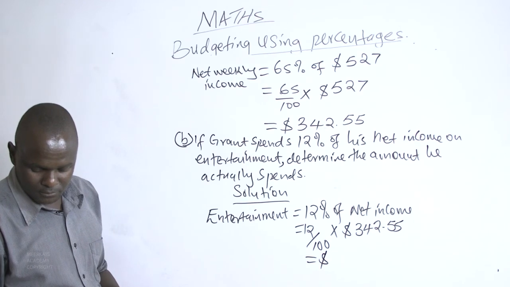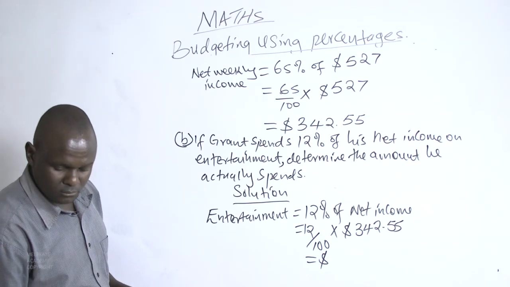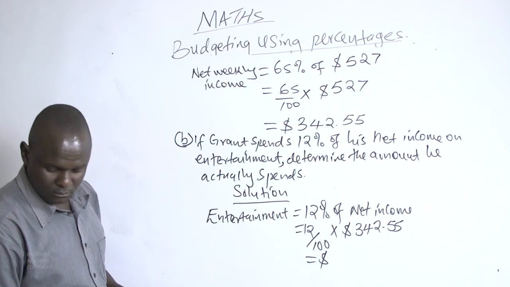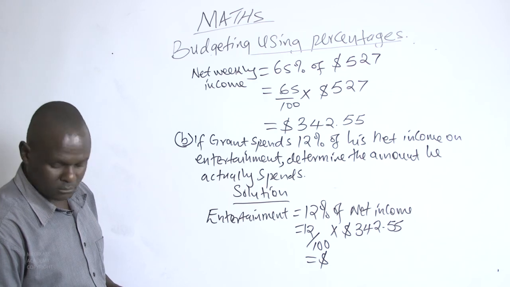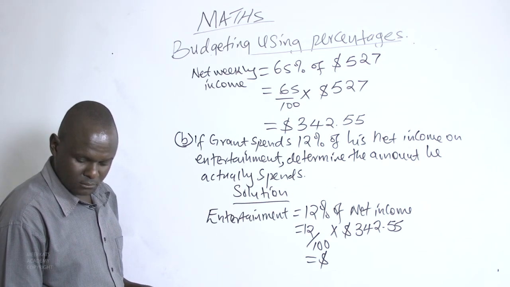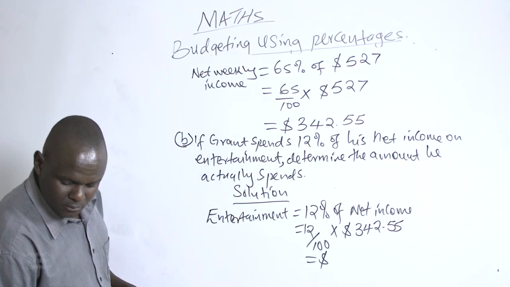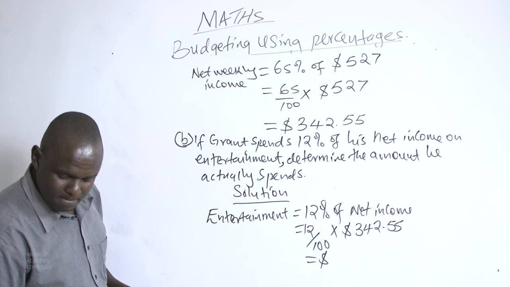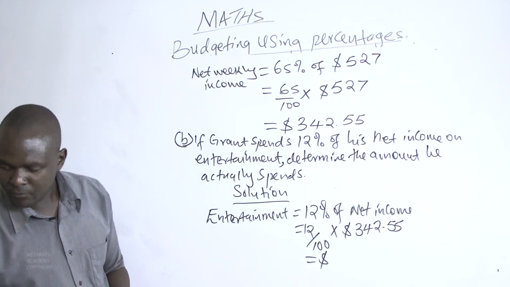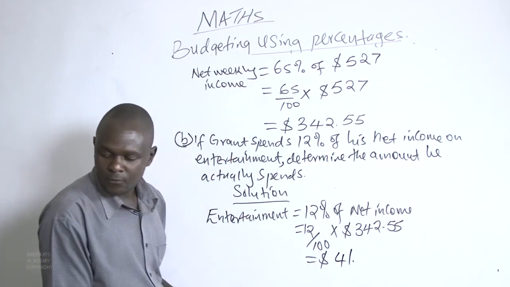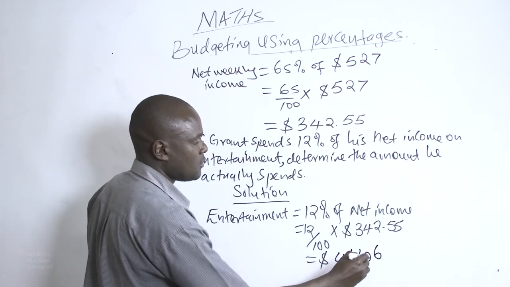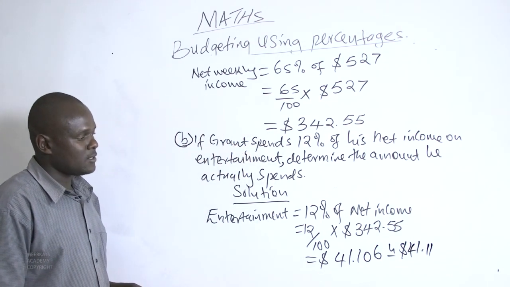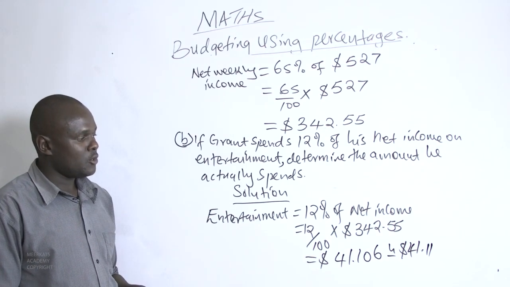And this will give us, how much will that be? $41.106, and this can be approximately $41.11. That is the amount that this person spends on entertainment.